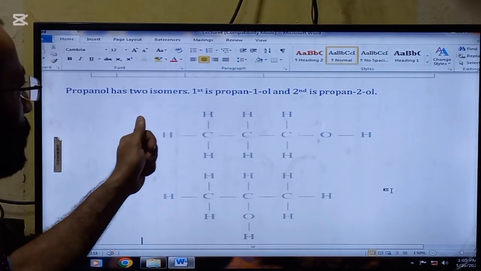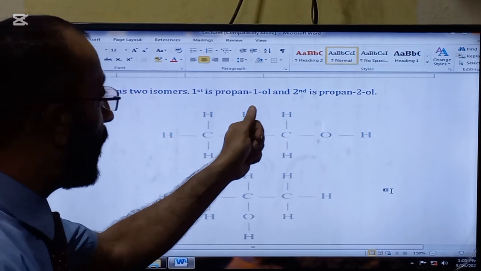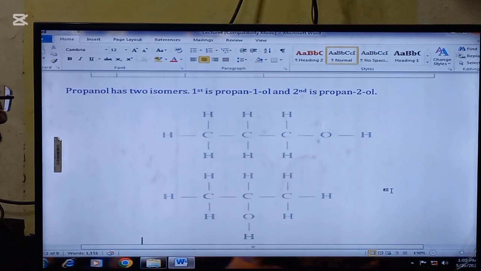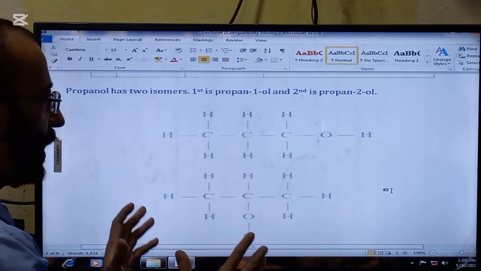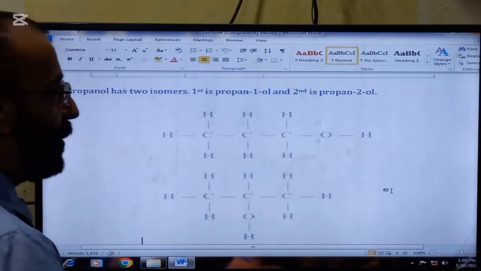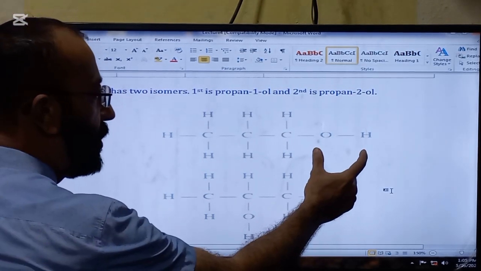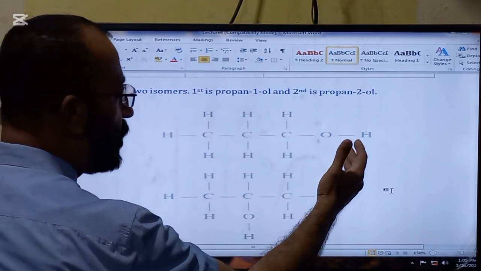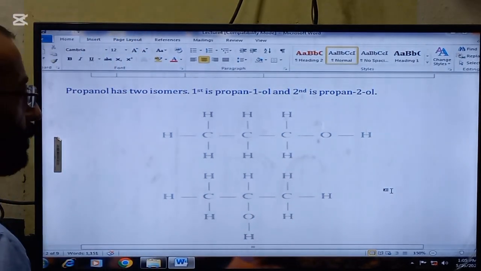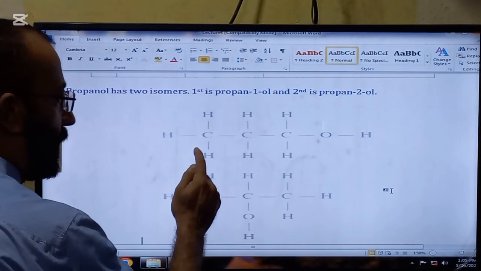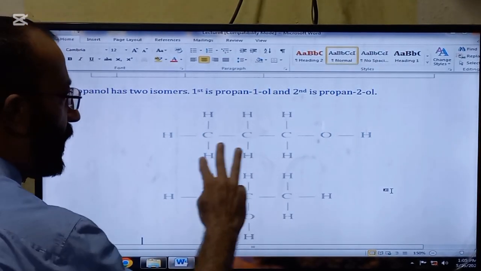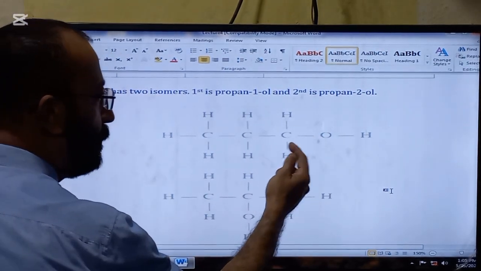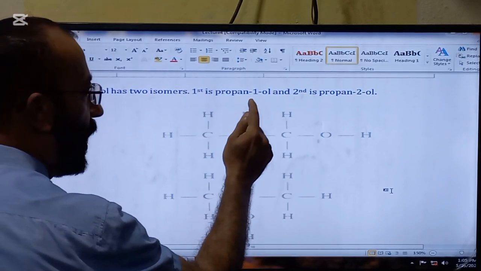Propanol has two isomers. The first is propan-1-ol and the second is propan-2-ol. The method to read the formula is, we see at which end the functional group OH is nearer. In this structure, OH is near the right side. So first we count the carbon atoms: 1, 2, 3. Three stands for propane. And OH is attached to the first carbon atom. That's why propan-1-ol.